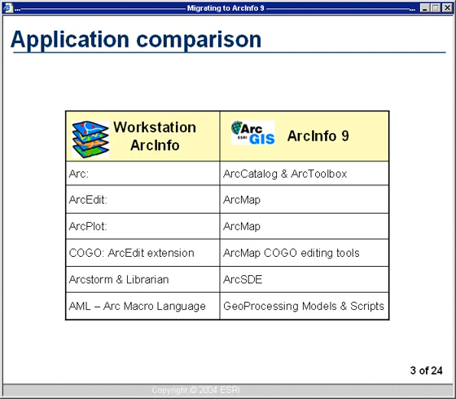And for those of you that have automated and done batch processing with AML, we now offer you in ArcInfo 9 the geoprocessing tools and the ability to use models and scripts, and you can emulate and in fact be far more efficient using models and scripts than you may have in the past with AMLs.